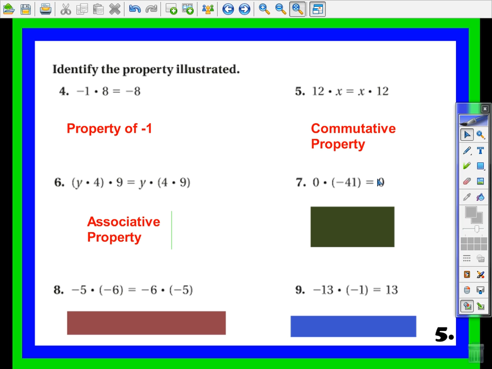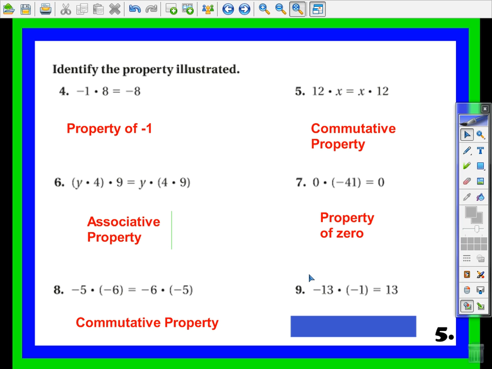7, 0 times a number is 0. That's the 0 property. 8, you're rearranging how you multiply two numbers. That's a commutative property. And 19, when you multiply by -1, it changes the sign. That's the property of -1.